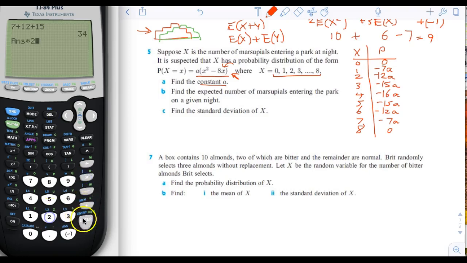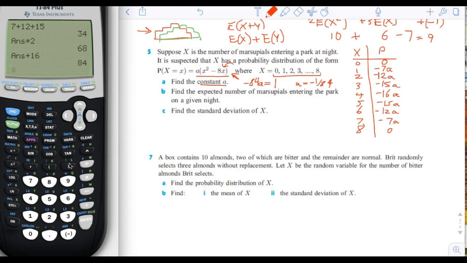I'm going to multiply times 2 because there's 2 7s, there's 2 12s, there's 2 15s, so that's 68, and then I'm going to add it to 16 because there's only one of those. So it's going to be -84. So for a, I know that -84a is equal to 1 because all the probabilities added together equal 1. So a must equal -1 over 84.